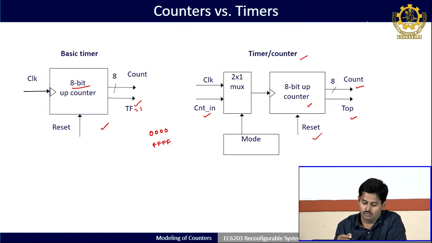Understood? So, now I can take a controlling signal, or select line, of the 2:1 mux, which is 1 bit. So, that can be connected to mode. So, that means if my mode is 0, the clock will be connected here. Understood? So, it will act as a timer.